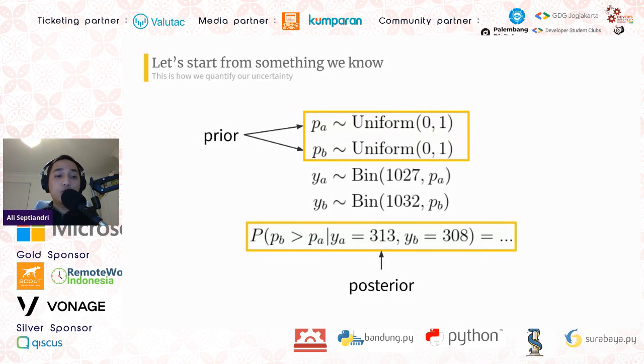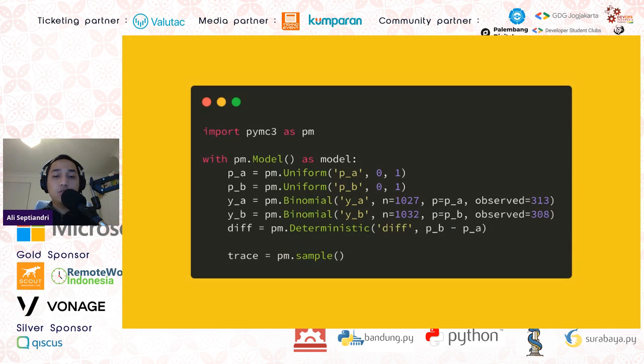PyMC3 or a probabilistic programming library can help you to model this easily. In the code, it would look something like this, pretty similar to what we have defined before. In this way, we can use something simple like the uniform distribution instead of using the beta distribution. Then in the last line, you'll see pm.sample, which would do the job easily.